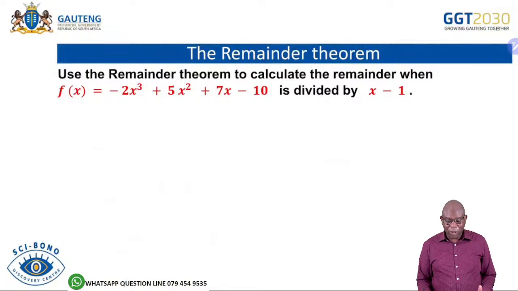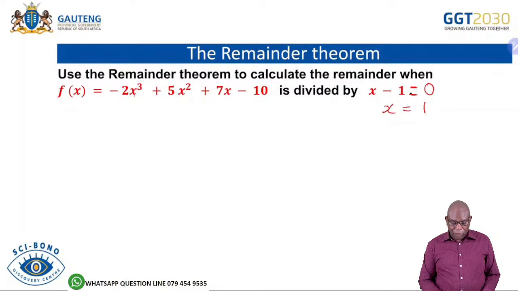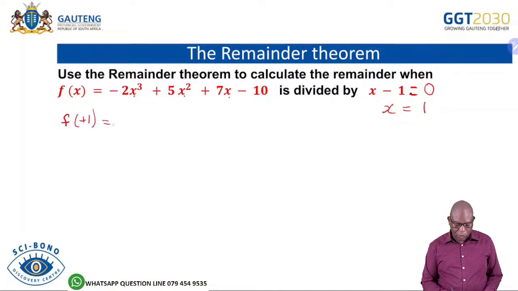This is what we want. We only want to calculate the remainder. So how do we calculate the remainder? Now, the formula for the remainder says if I take f of, first equate this to 0, get the value of x. The value of x is 1. So I'm going to substitute the value of x by 1 here. What is left will be my remainder. So I'm going to say f of 1 will be equal to.